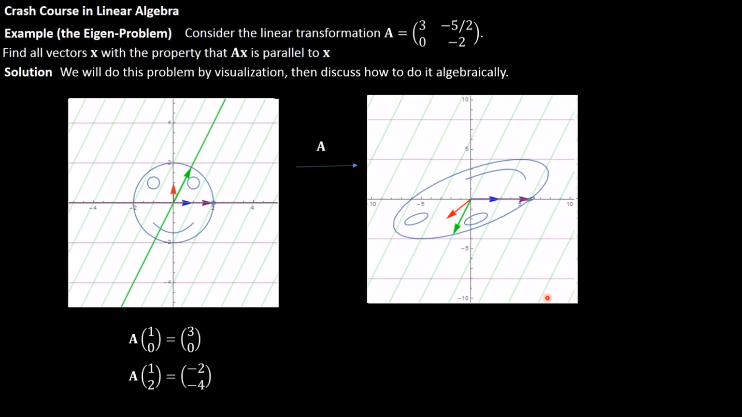So by finding these special vectors, you are also finding these directions along which the transformation does not rotate or shear space. So the transformation does just pure dilation along these directions.